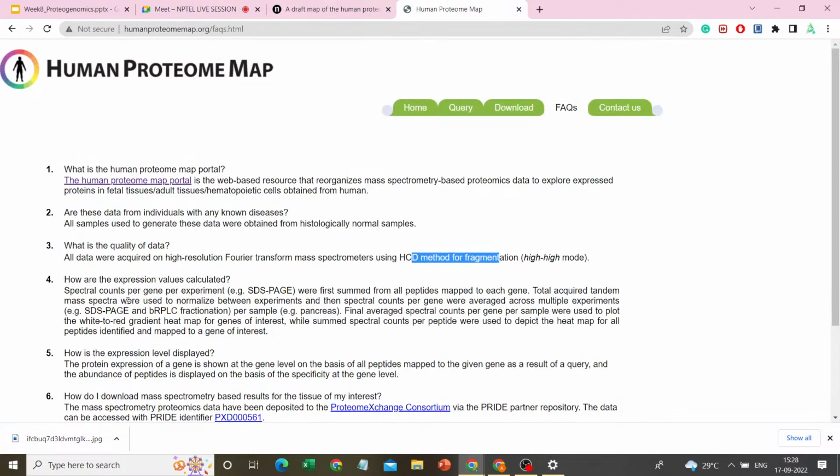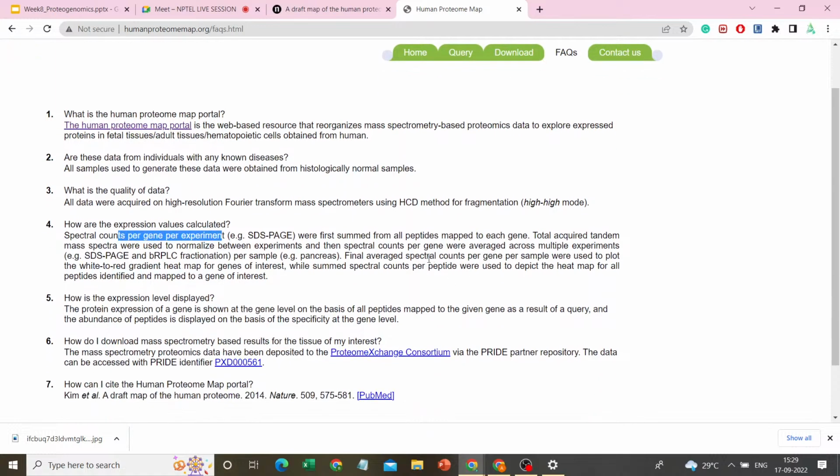How are the expression values calculated? Spectral counts per gene per experiment were first summed from all peptides mapped to each gene. Total acquired tandem mass spectra were used to normalize between experiments, and then spectral counts per gene were averaged across multiple samples, for example pancreas. Final average spectral counts per gene per sample were used to plot the white to red gradient, while spectral counts per peptide were used to depict the heat map for identifying the protein of interest. The expression values were calculated using spectral counts per gene per experiment.